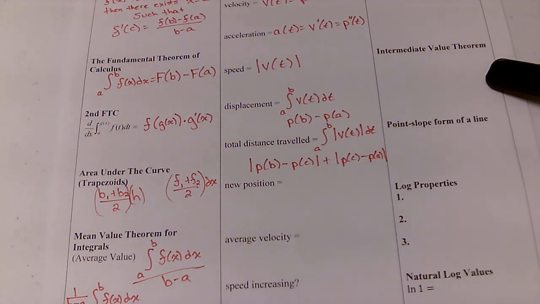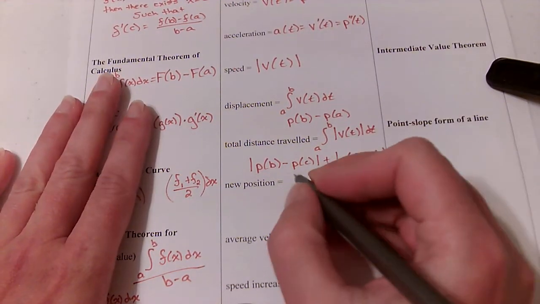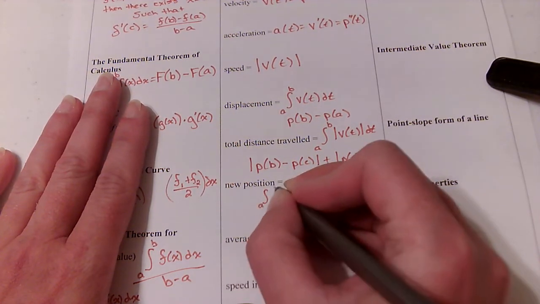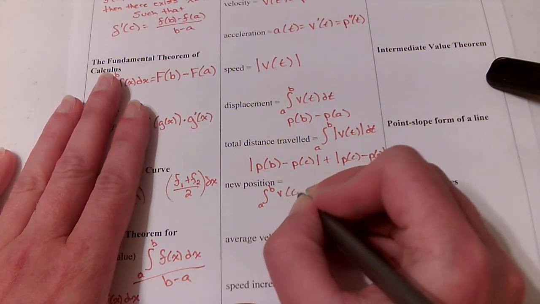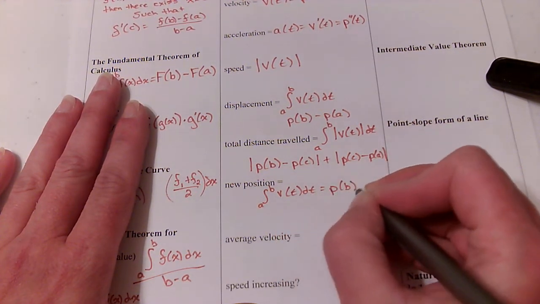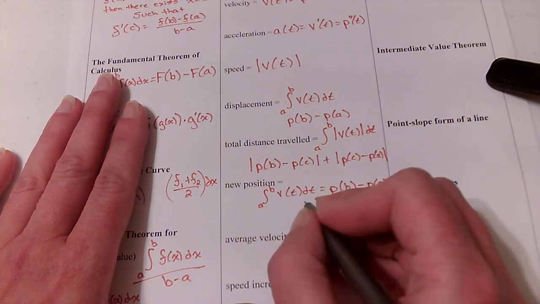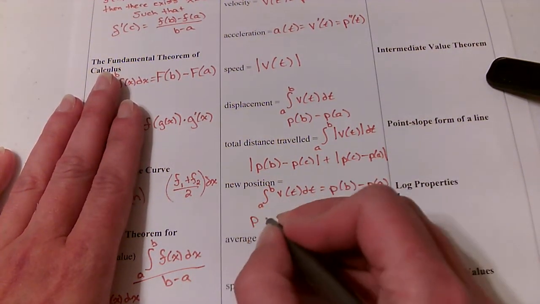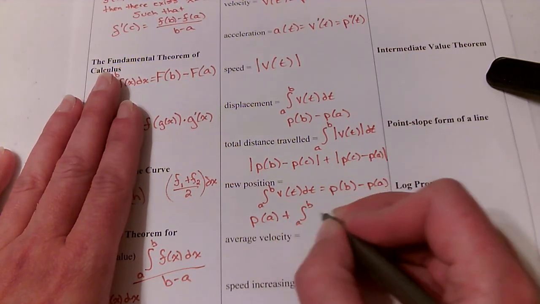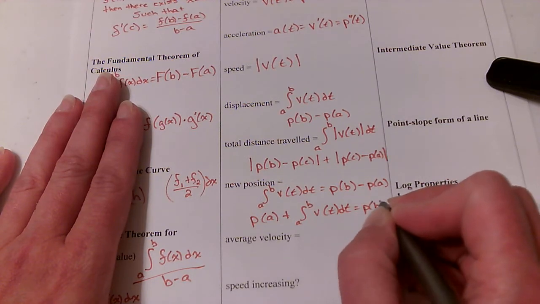Now to find a new position, see if we can rearrange one of these. So if the displacement was this, and that's equaling the end minus the beginning. Well, if you knew the beginning and you knew how far you went, you could find your new position. Easy.